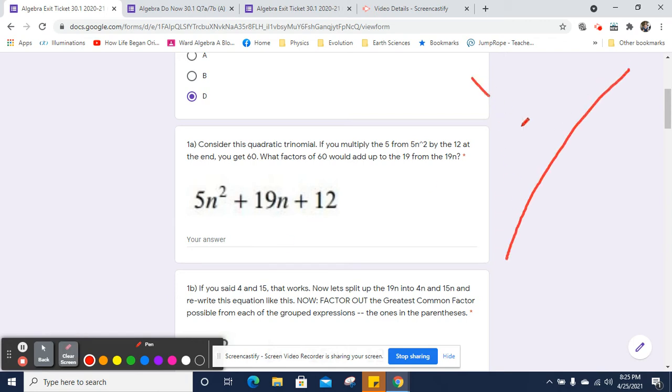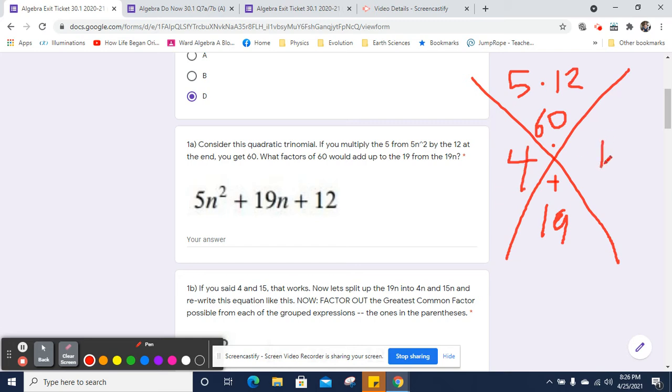So I'm going to make my nice little x. 5 times 12 gets us 60, and I need two factors of 60 that add up to 19. Well, 60 is, of course, 6 times 10, but 6 plus 10 doesn't get it. So I need to come up with something else. 4 times 15 works as 60, and 4 plus 15 does work for 19. So 4 and 15. Let's go with that.